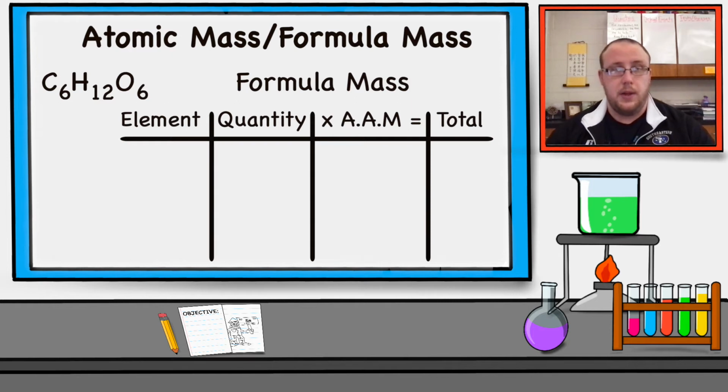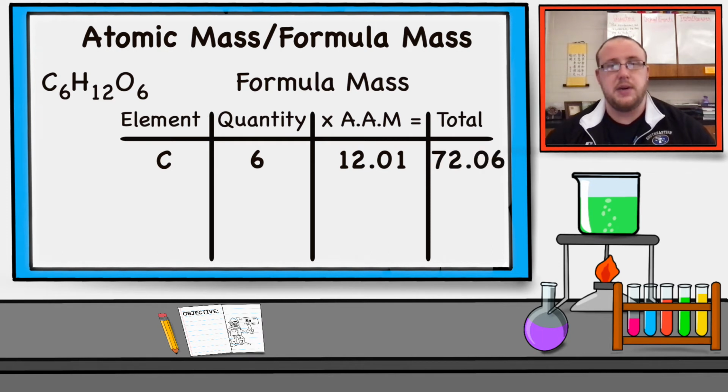Then we can start with our elements. So our first element is carbon. We have 6 carbon atoms, so that's going to go under the quantity, and each one of those carbon atoms has an atomic mass of 12.01. So if I multiply 6 times 12.01, that's going to give me 72.06 as my total atomic mass for the carbon atoms. Next, we're going to go to the hydrogen atoms. With our hydrogen atoms, we have 12 of them. So that's going to go on our quantity of hydrogen atoms. Each hydrogen atom has an atomic mass of 1. So 12 times 1, that gives us a total of 12 atomic mass units of hydrogen.